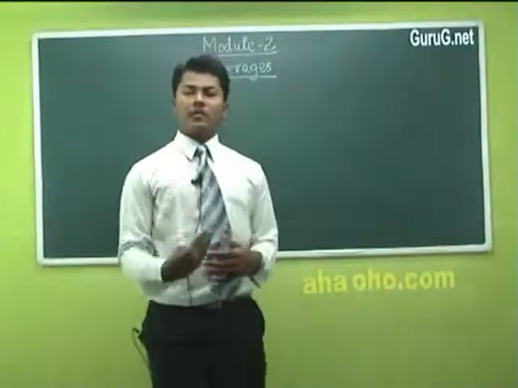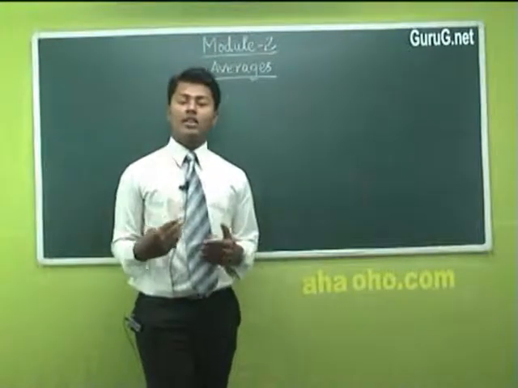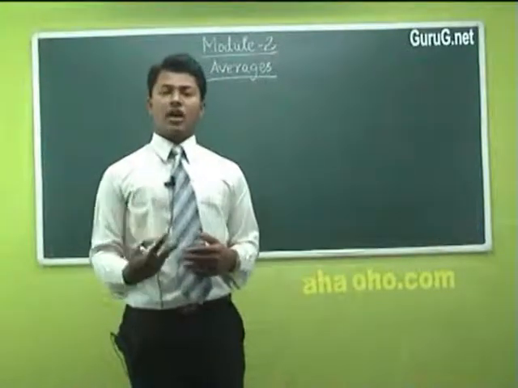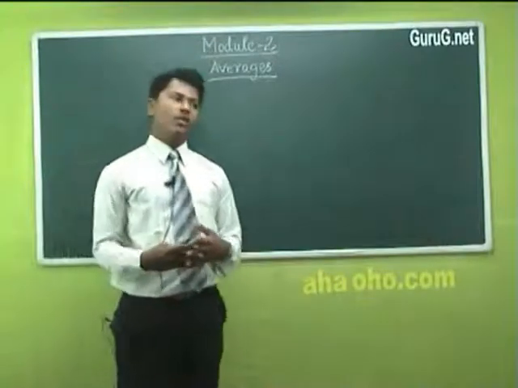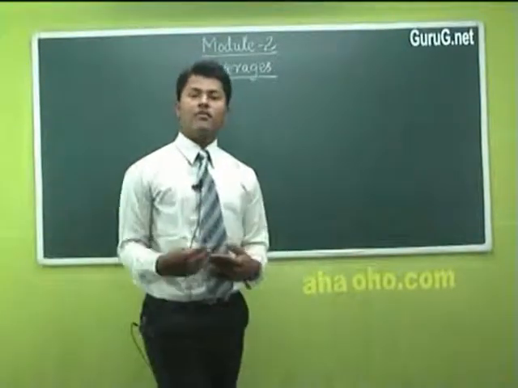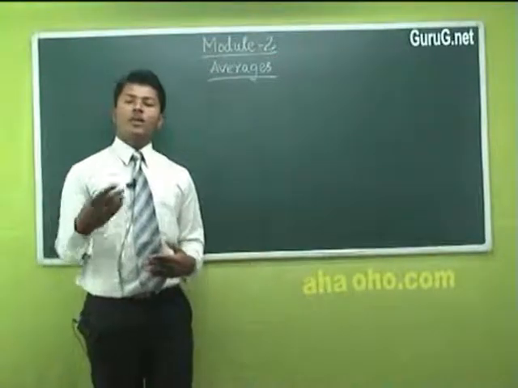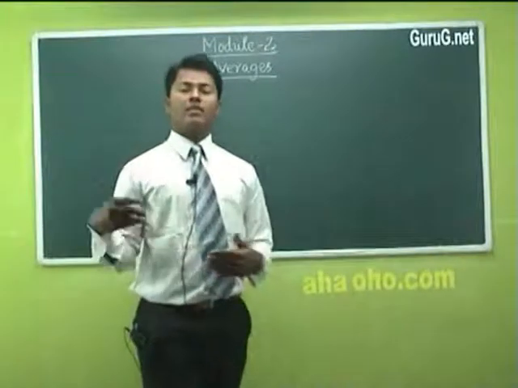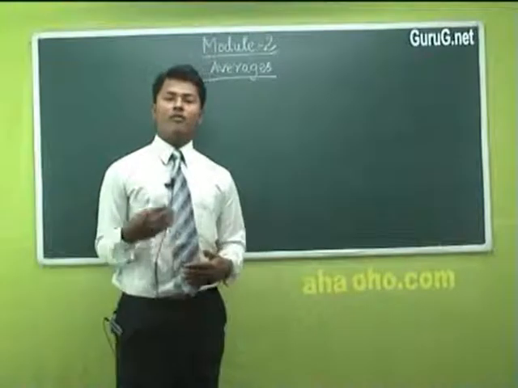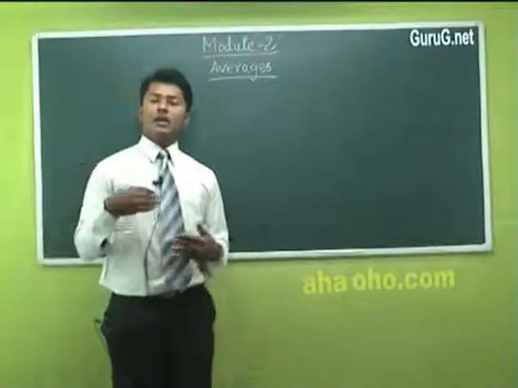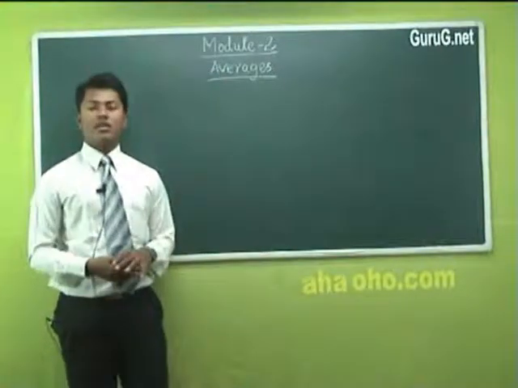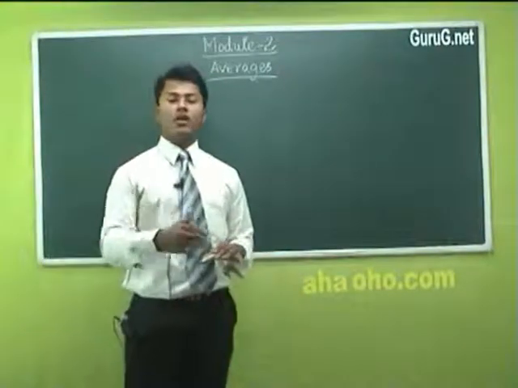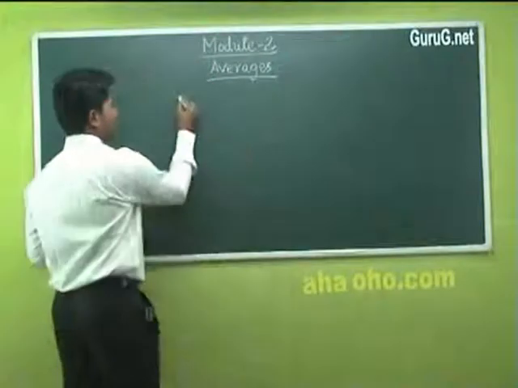What do you mean by average? Average is also known as arithmetic mean. What is meant by average or arithmetic mean? It is defined by a mathematical formula: the sum of all the elements that are considered, divided by the total number of elements that you are considering at that particular moment. That is average.